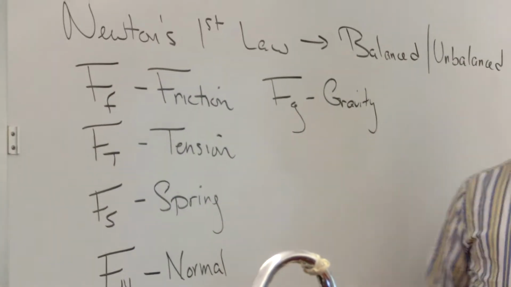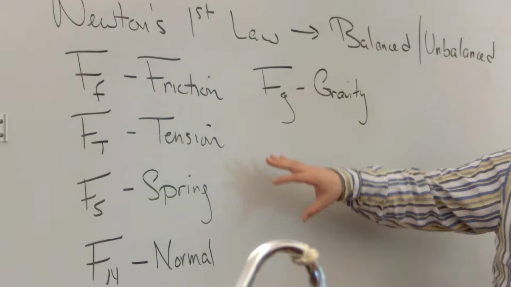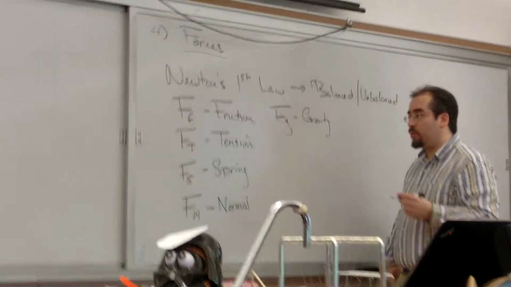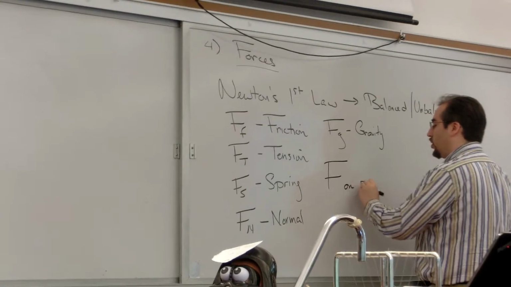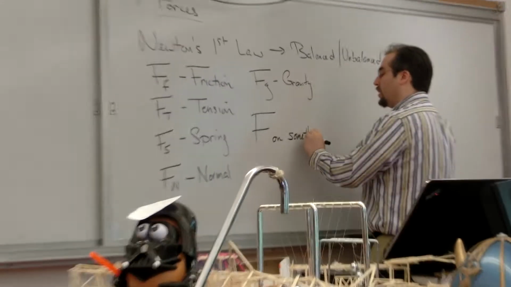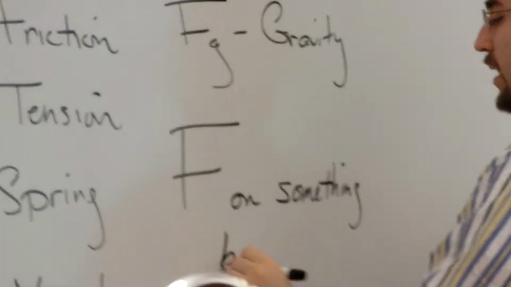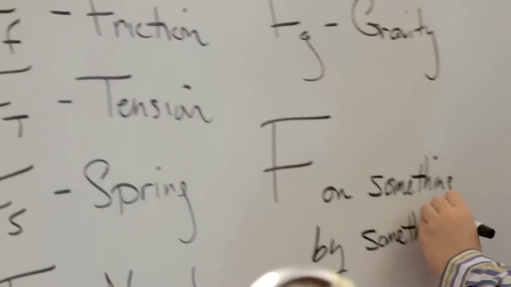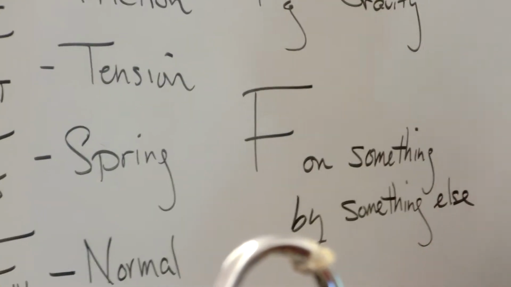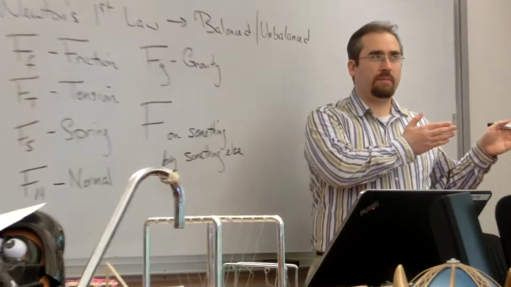The general rule for forces: all of these are nice shortcuts for remembering what direction things act in. But the general rule, if you're stuck on this, is that every force can be written as a force on something by something else. So when in doubt, the force on the eggplant by the calliope.